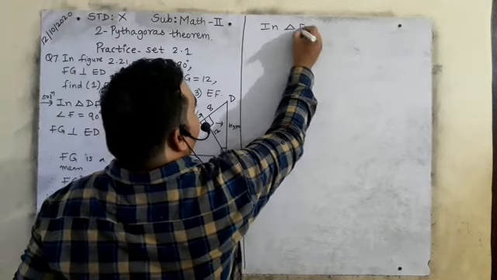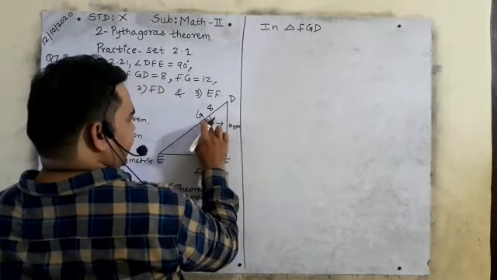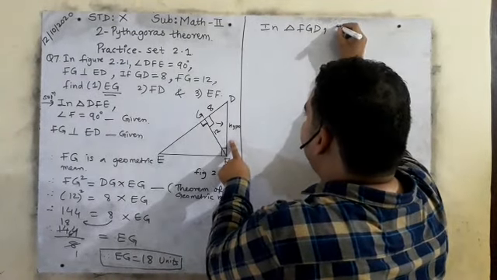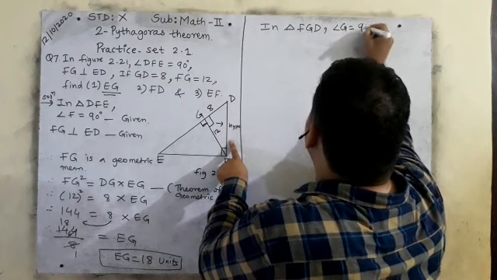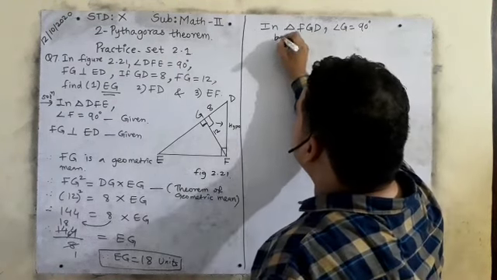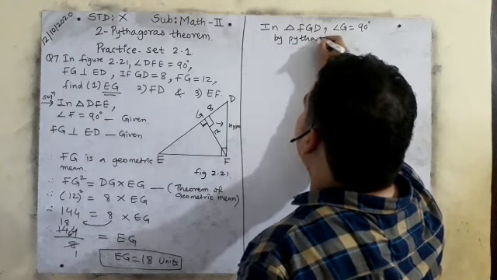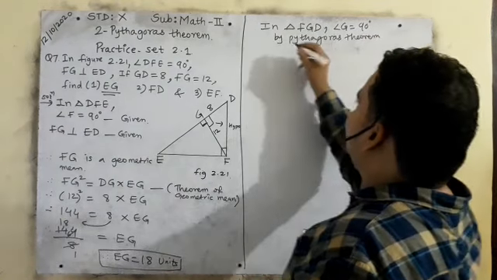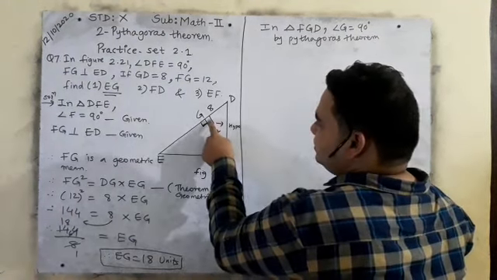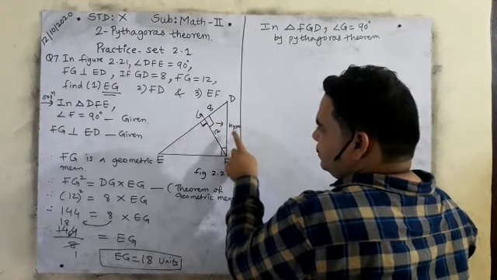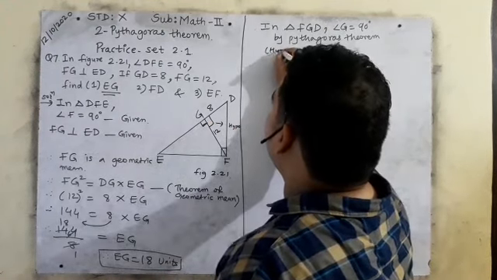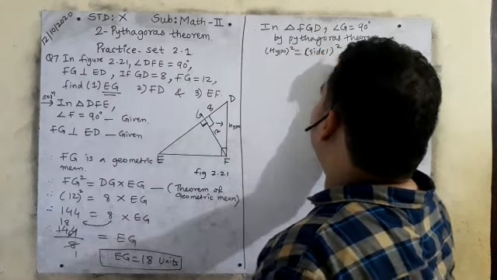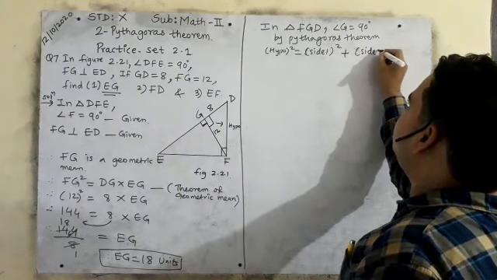In triangle FGD, angle G is 90 degrees, so this is a right angle triangle. By Pythagoras theorem, since G is 90 degrees and the side opposite to G is FD, it is the hypotenuse. So we use hypotenuse square is equal to side 1 square plus side 2 square.